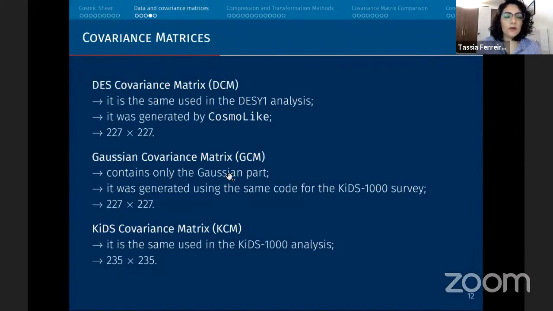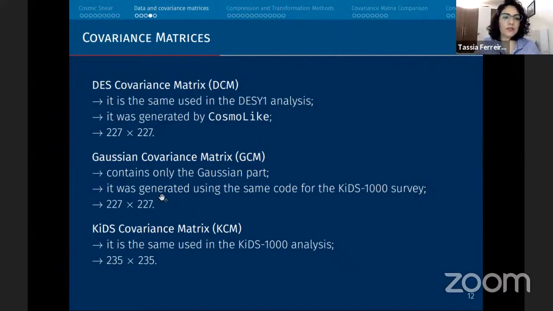Okay, so moving on, for the covariance matrices, we use 3 different ones. The first is the DES covariance matrix. Here I'm representing it by DCM, but you might see it written as FCM as well, because I'm combining two different papers in one presentation. It was generated using CosmoLike, which gives us an analytical covariance matrix, and as I mentioned, it's 227 by 227.